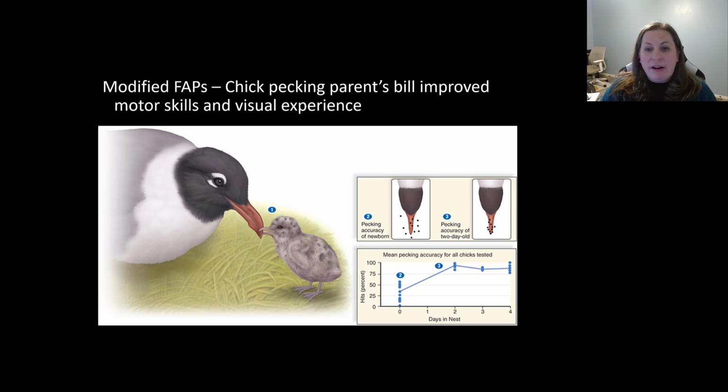They're going to get better at doing this the longer they're alive. So you'll notice in the picture for number 2, their pecking accuracy when they're first born is not very good. They only hit the beak 3 times. But if you look at day 2, they've already learned how to be more accurate and to hit the beak almost 100% of the time. And so that's going to get them more food that they're going to be fed. Okay, so this is a modified fixed action pattern.